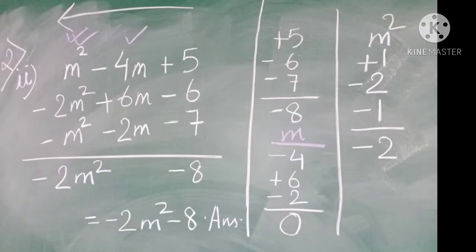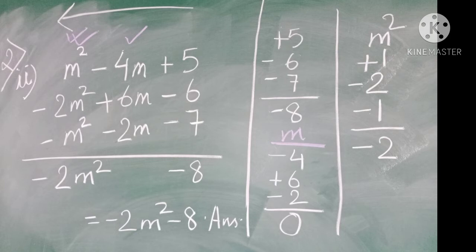Okay. So question number 2. Now we will be using the column method. So first I am adding all the constants. So plus 5 minus 6 minus 7. Minus 7 minus 6 is minus 13. Minus 13 plus 5 is minus 8. So I have written here minus 8.